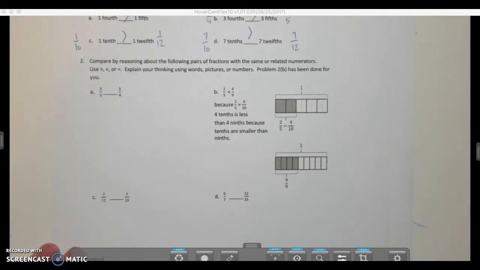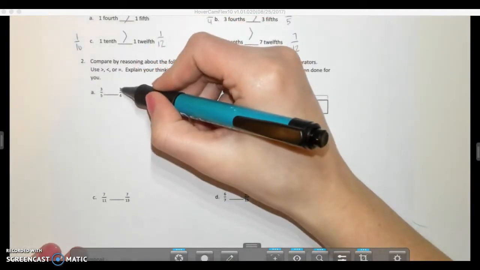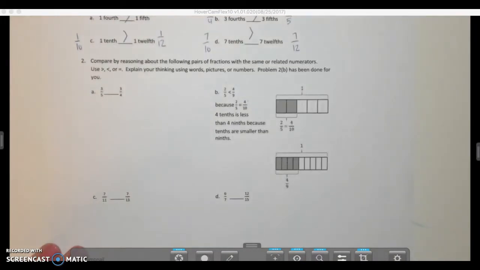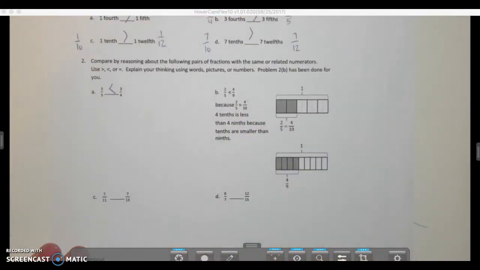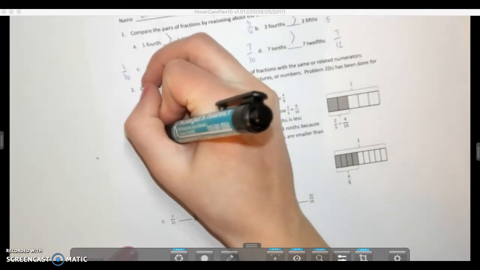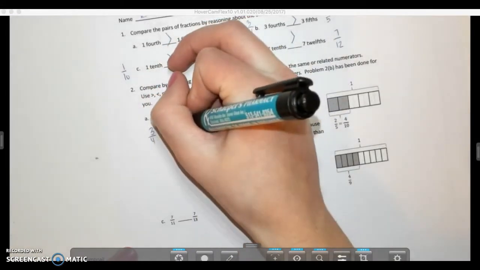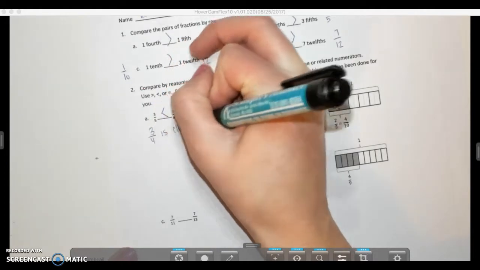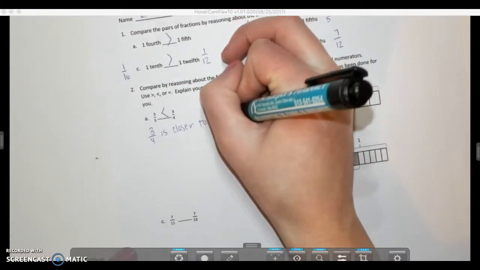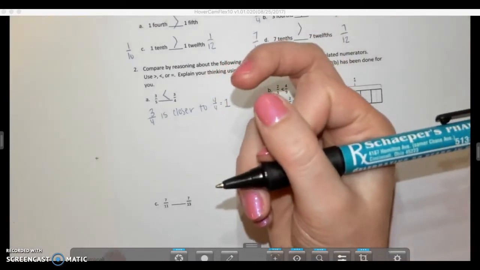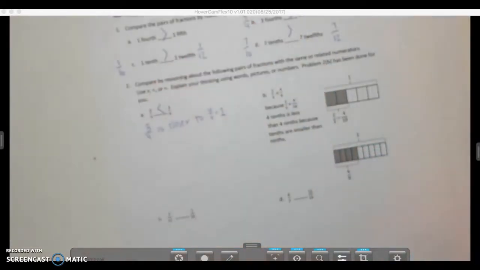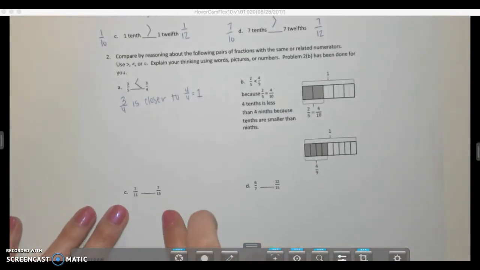We're going backwards here. We have 3/5 and 3/4. Now I'm just going to go ahead and say that 3/5 is less than 3/4, and I know this because 3/4 is closer to 1, closer to 4/4, which equals 1.